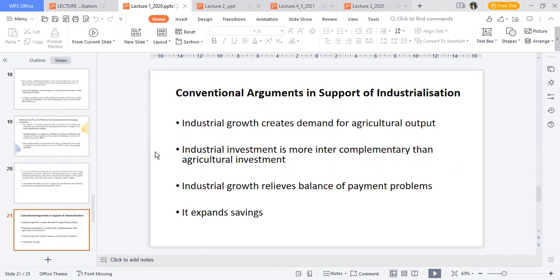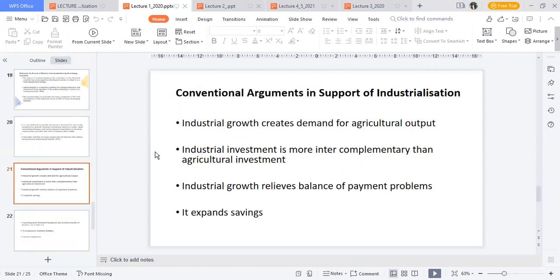Conventional arguments in support of industrialization. Industrial goods demand for agricultural outputs. Industrial investment is more inter-complementary than agricultural investment. I'll explain them. Industrial goods release balance of payment problems. Industrial goods also expand savings.